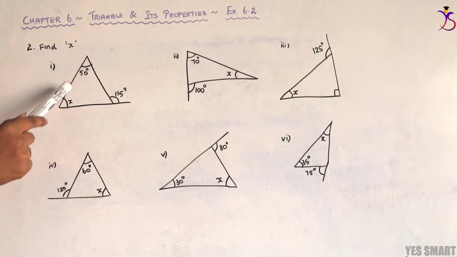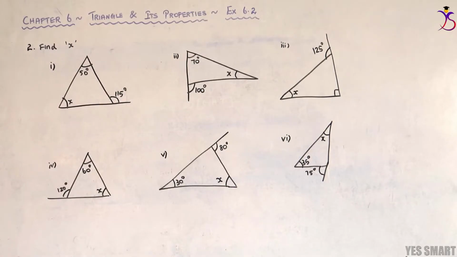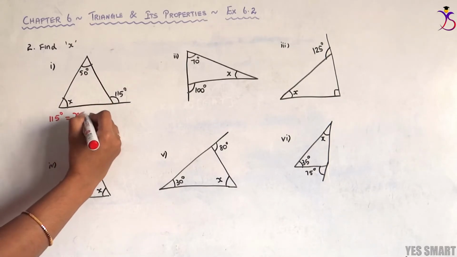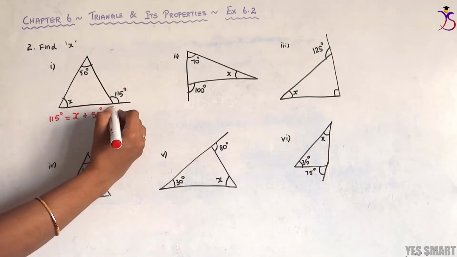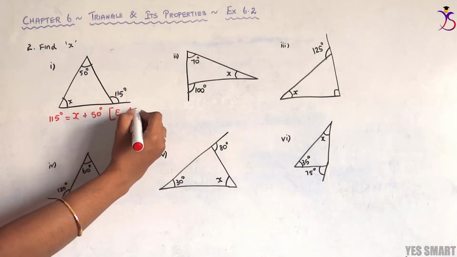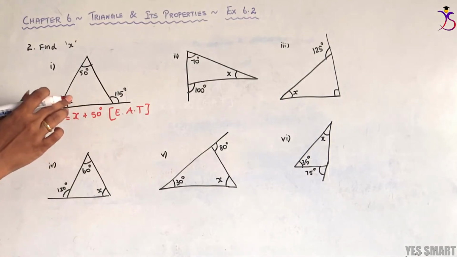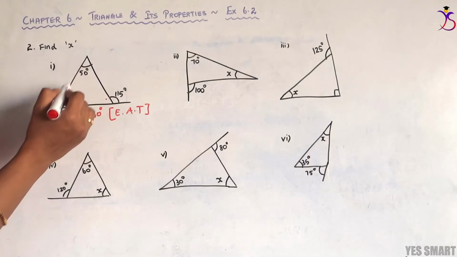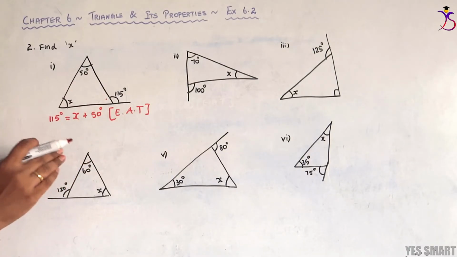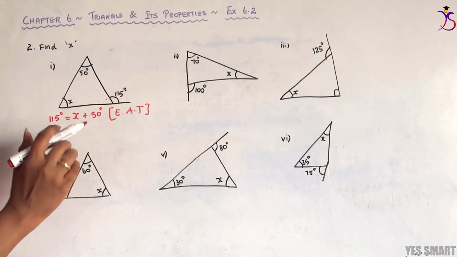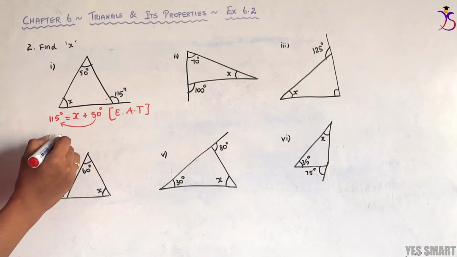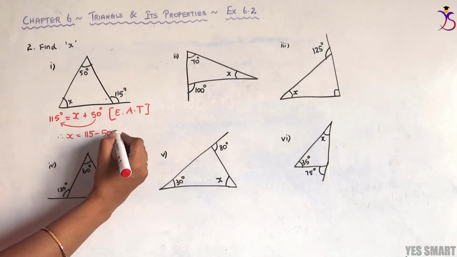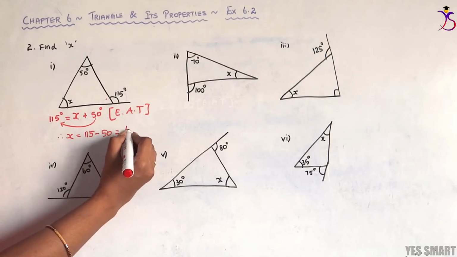Looking into the first subdivision, the exterior angle here is 115°. Therefore, 115° is equal to x plus 50°. This is because the exterior angle is equal to the sum of the two opposite interior angles. When you step in, the two opposite interior angles are x plus 50. Hence, the reason is the exterior angle theorem. This plus 50, when transposed, becomes minus 50. Therefore, x is equal to 115 minus 50, which gives us 65 degrees. Therefore, the value of x is 65 degrees.